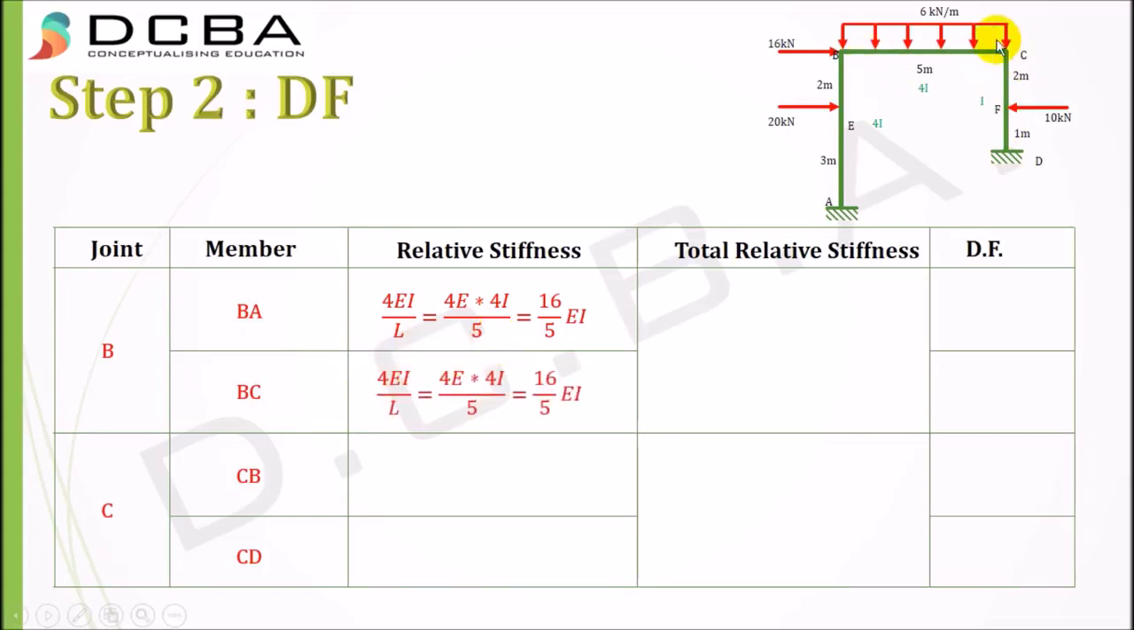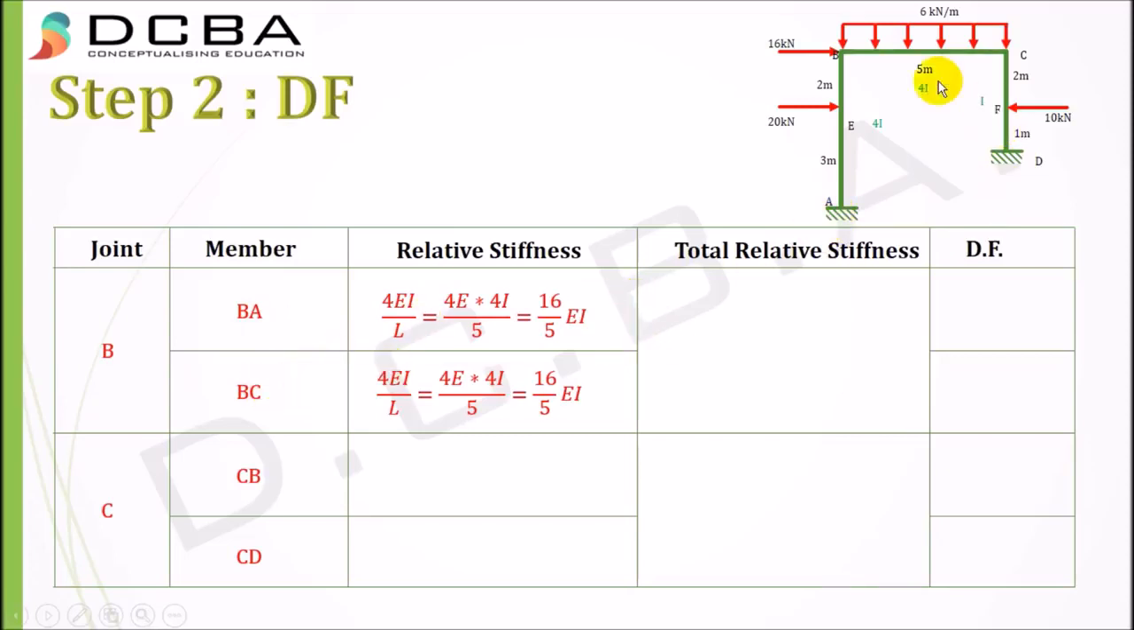For BC again, C is considered to be fixed. That is basically a primary assumption: all the joints except the end joints are considered to be fixed, and end joints are considered to be whatever they are. If it is fixed, then it is fixed. If it is a hinge, then it is a hinge.